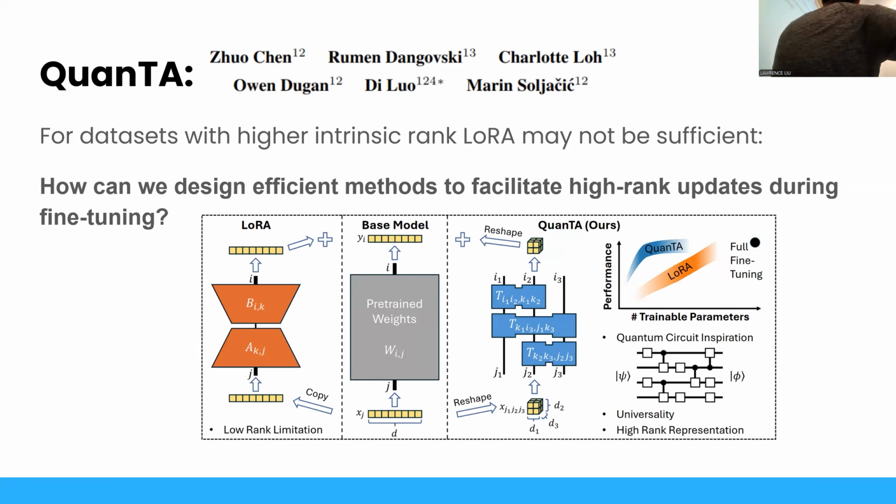But basically, for certain fine-tuning datasets, which are more, shall we say, complicated, they have a higher intrinsic rank, which makes LoRA not sufficient. So the question is, can we design an efficient method to facilitate high rank updates while keeping the parameter count low? So this enables efficient fine tuning. So what they propose is something that's based off of quantum circuits.